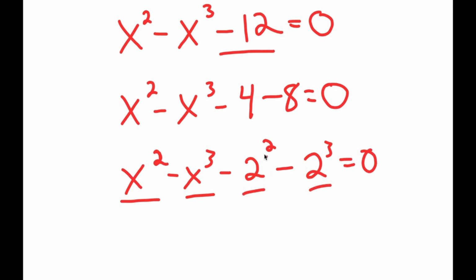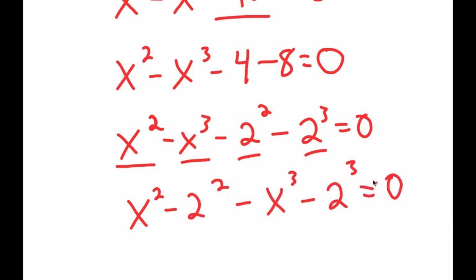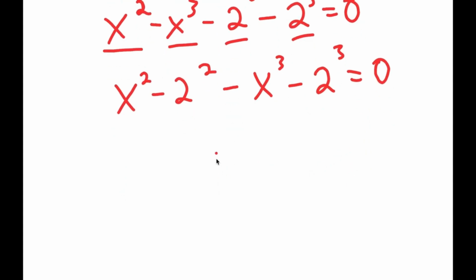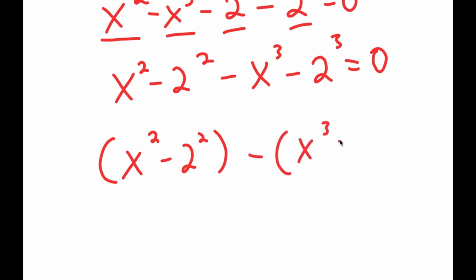And now I'm going to group x squared and 2 squared. So I have x squared minus 2 squared, and then I group x to the power of 3 minus 2 to the power of 3. So I have negative x to the power of 3 minus 2 to the power of 3 is equal to 0. Now I'm going to put these two both in parentheses. So I have x squared minus 2 squared minus x to the power of 3 plus 2 to the power of 3, because this negative sign distributes.